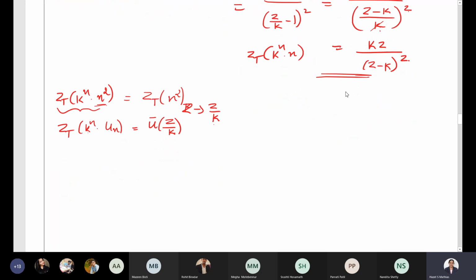What is the Z transform of n square? We have discussed it just now. Anybody remember what is the Z transform of n square? These are the things you need to remember. That is z square plus z divided by z minus 1 whole cube. This is the Z transform of n square. In this, z has to be replaced by z by k. Remember this: Z transform of n square is z square plus z divided by z minus 1 whole cube. Cube or square? What is it?